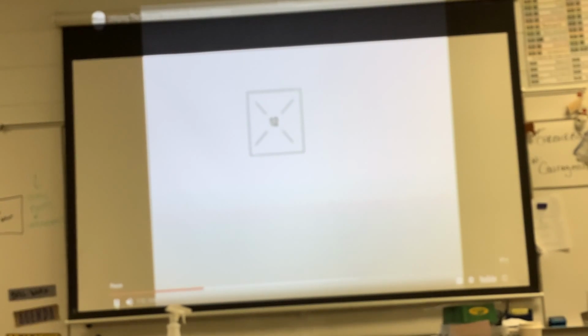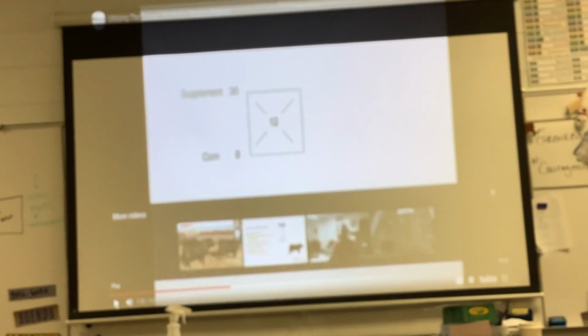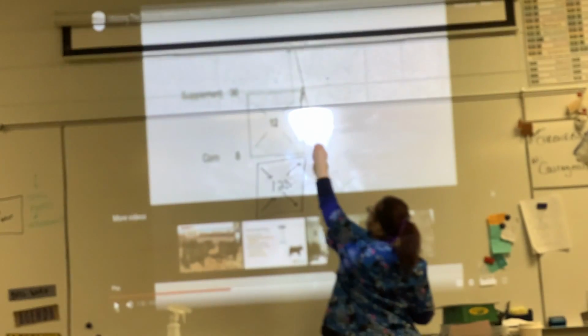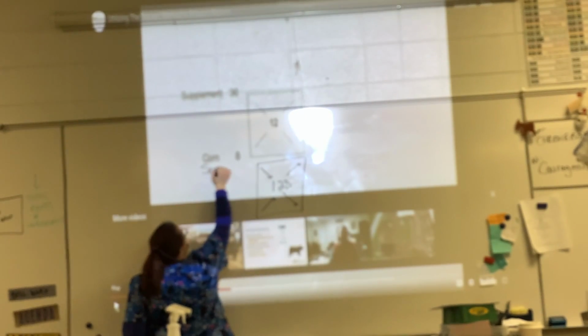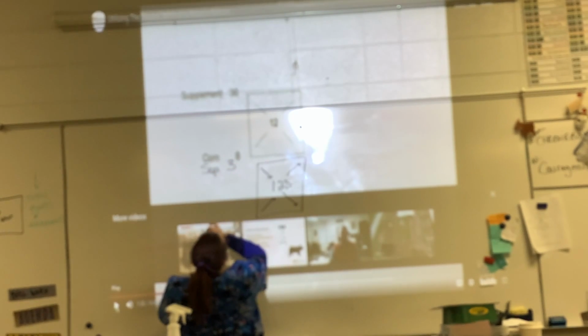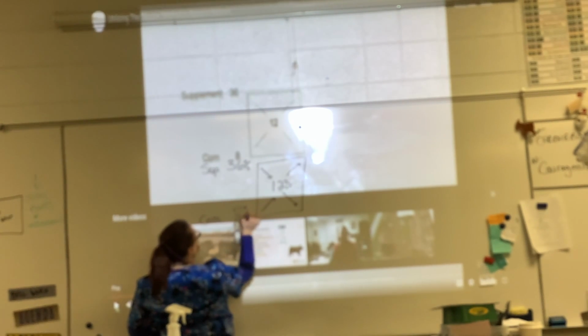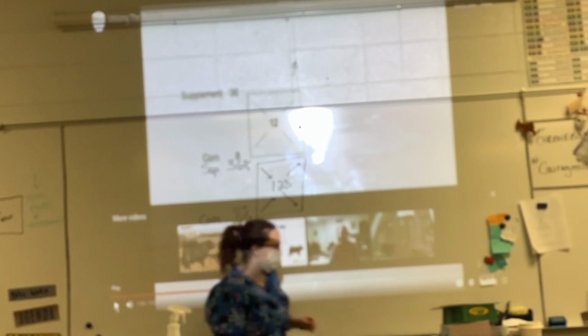That is 36% protein. What we will do then is write the percentage of these on the left side of the square on the upper left corner. I'm going to put the supplement, so I'll write in 36. On the bottom left corner, I'm going to write in 8, which is the protein percent for the corn. All right. 36%, right? Okay.